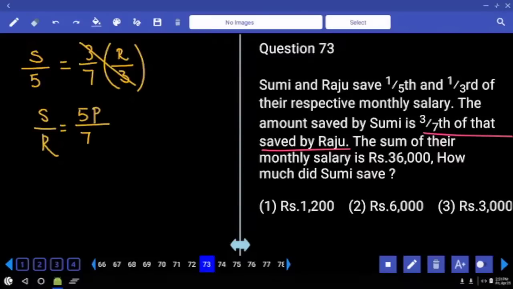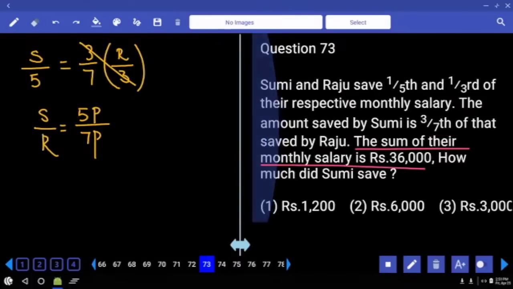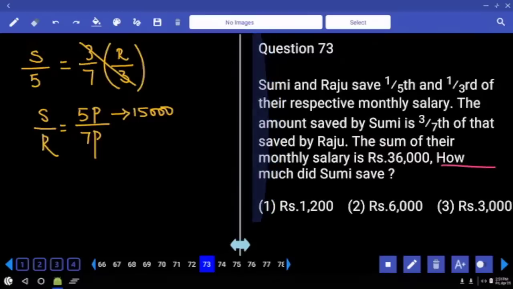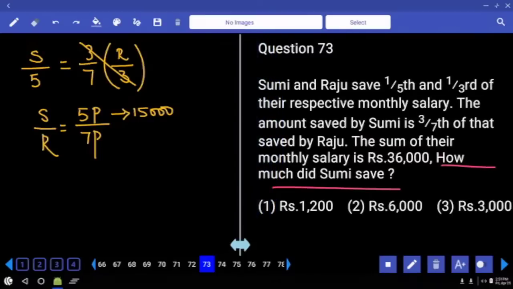I'll take S as 5 parts, R as 7 parts. The sum of their monthly salary is 36,000. The sum in terms of number of parts is 12 parts. 12 parts is 36,000. 1 part is 3,000. 5 parts is 15,000. Now what exactly is the question? How much did Sumi save? If the question is about Sumi's income, 15,000 is our answer. But the question is to identify Sumi's savings. How much is the savings of Sumi? 1/5. So we need to calculate 1/5 of this number. Answer 3,000, third option.